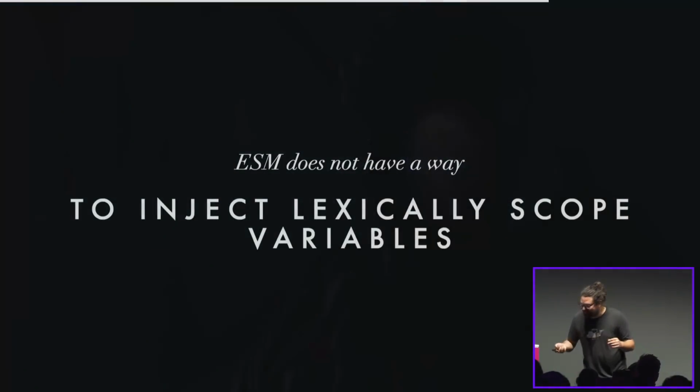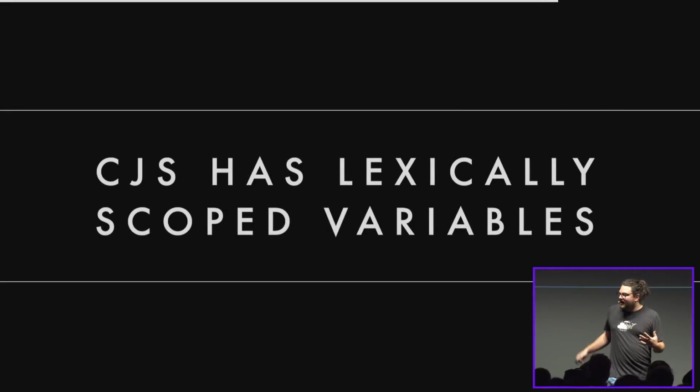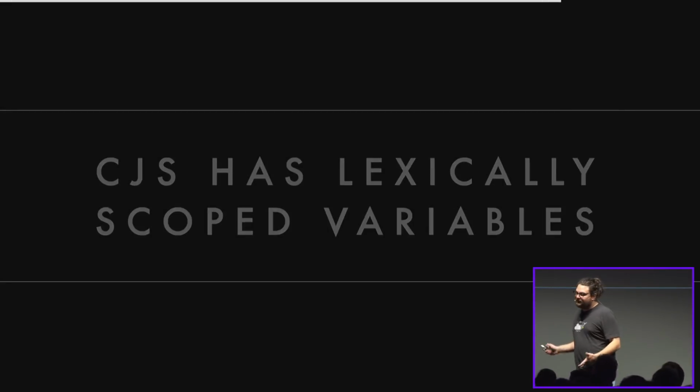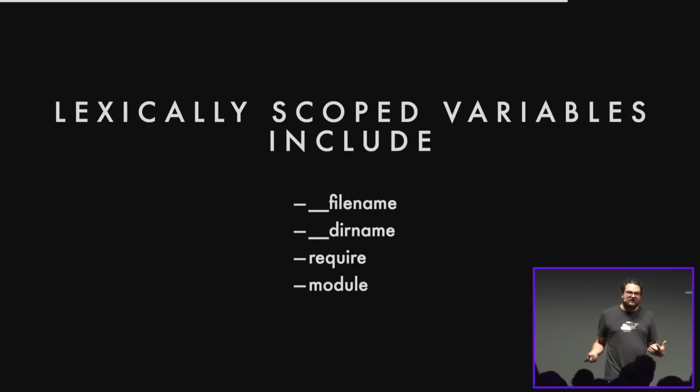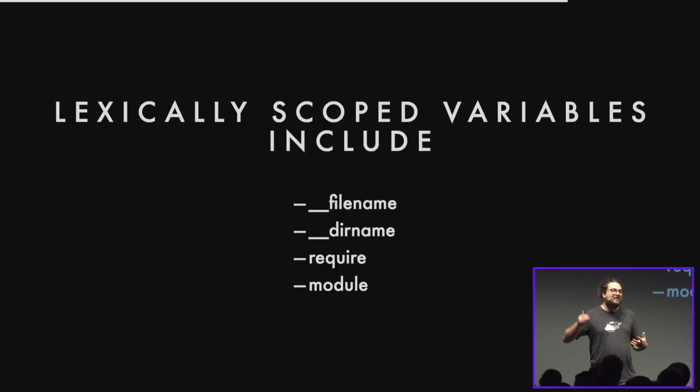More behavior differences. ESM does not have a way to inject lexically scoped variables. So as we were just talking about with IMPORT.META, CJS has lexically scoped variables, and this will be another one of those times where I start listing them, and all of a sudden it makes sense what a lexically scoped variable is. In Node, we wrap every single module in a Lambda, and we inject these variables into the scope of that module for you.